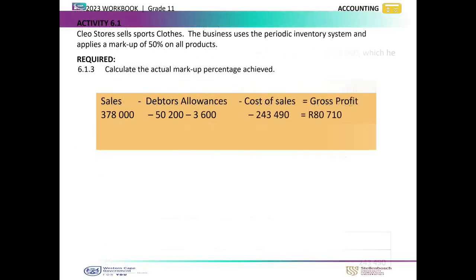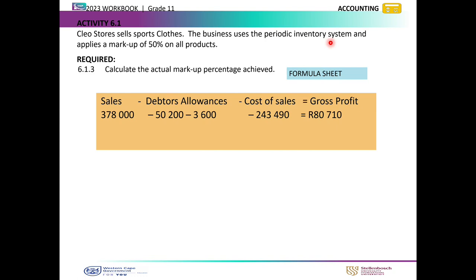Then we have the next question. They asked us, for Cleo Stores who sell sports clothes, the business uses the periodic system. Calculate the actual markup percentage achieved in this scenario. So again, this inventory system applies a markup of 50% on all products. Calculate the actual markup. Again, we have to always look for this information on how to do a formula calculation. Look on your formula sheet, which will be given in an exam.